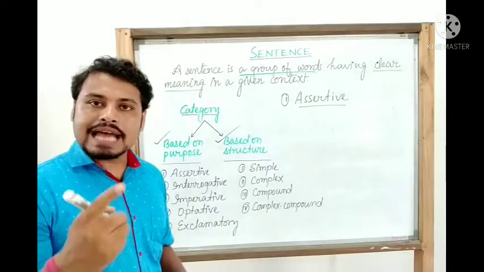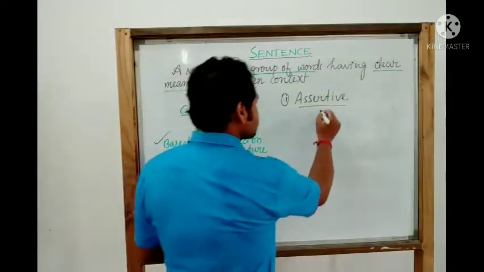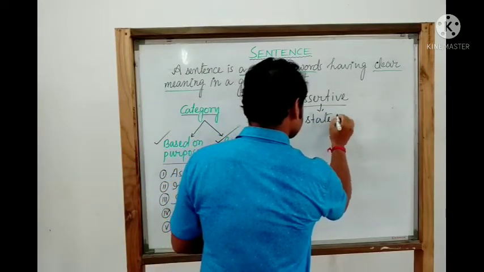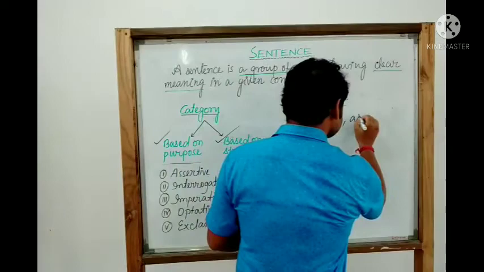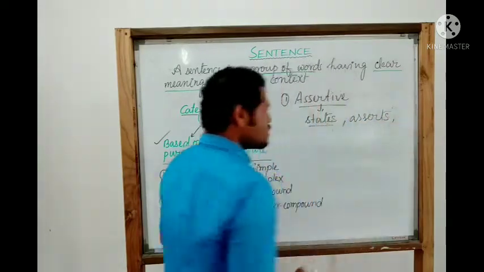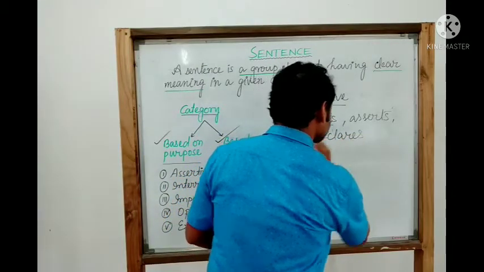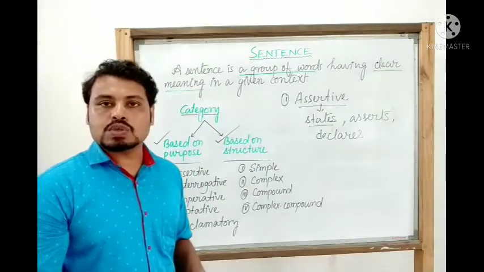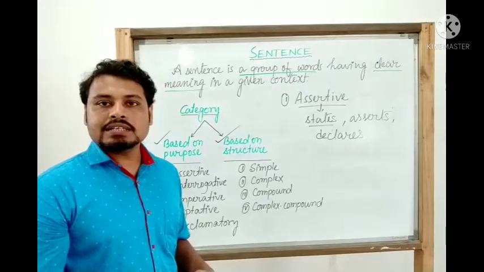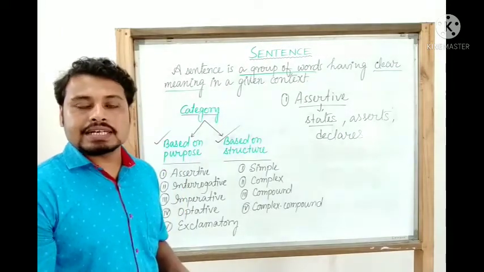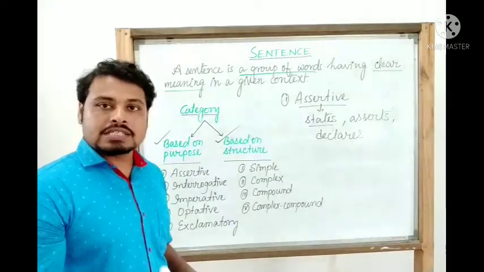Assertive sentence is that sentence which states something. That means it gives a simple statement. It asserts something. That means it declares something. That is why this type of sentence is also known as a statement or declarative sentence. So the first type in the first category, that is assertive sentence, is that sentence that simply states something or asserts or declares something.